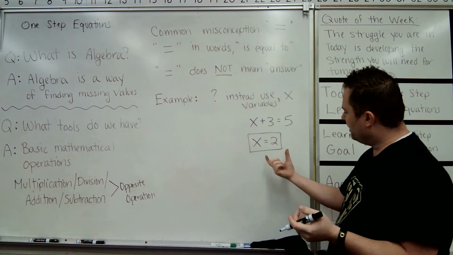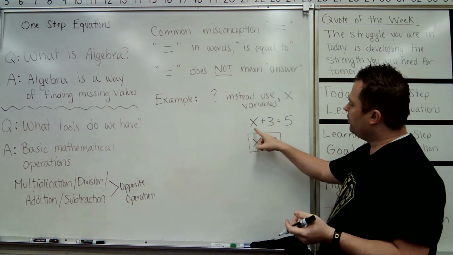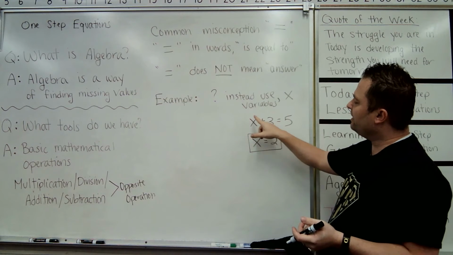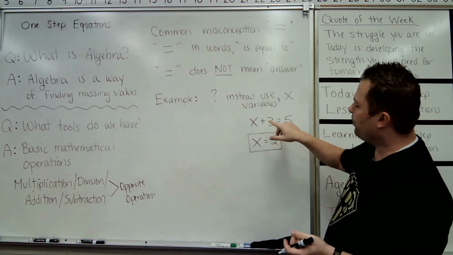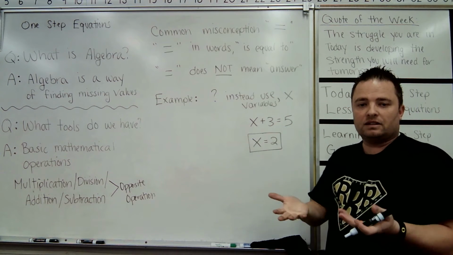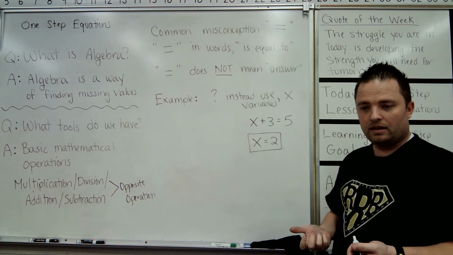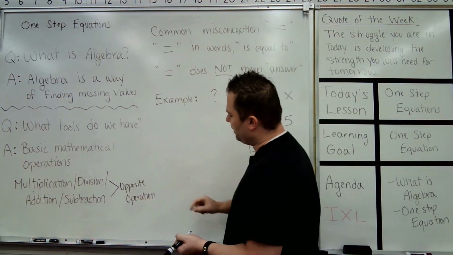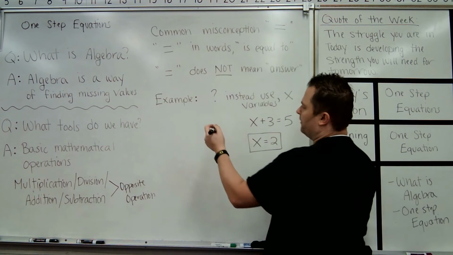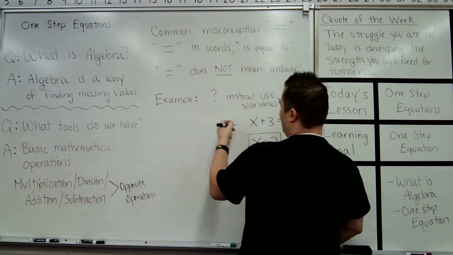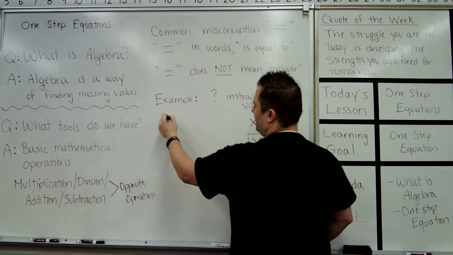If I can get to this point, then I know what x should be in the original equation to make both sides balance, to make them both equal. So the mathematical steps work like this, and we're going to use opposite operations. So we'll take this exact example and we'll do one more just like it.